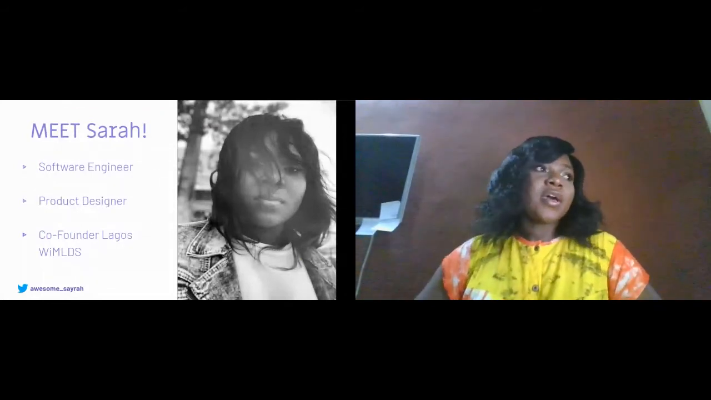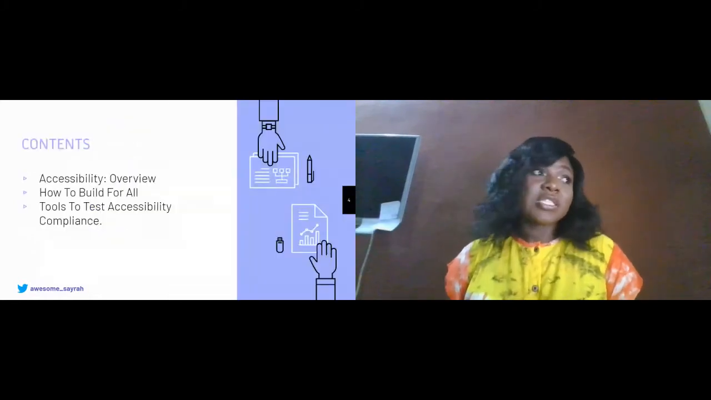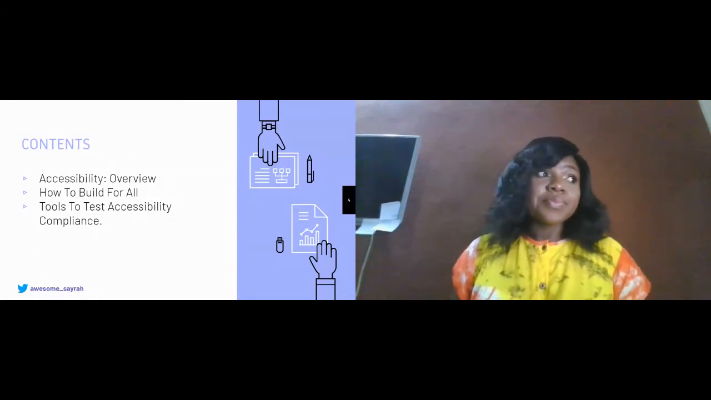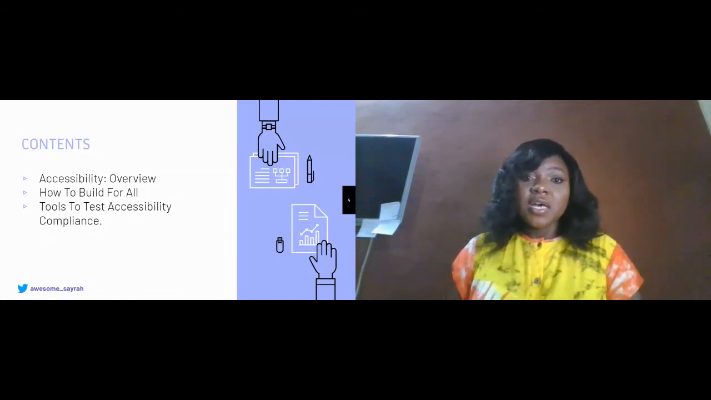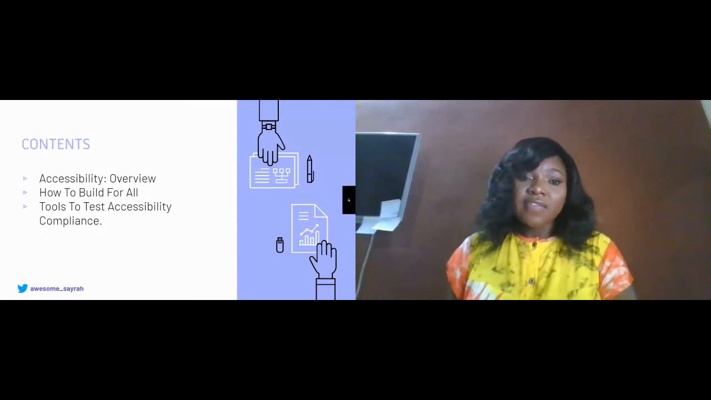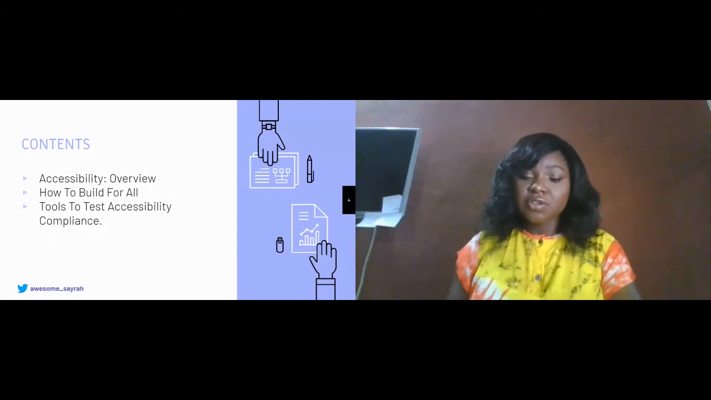So a few things I'll be talking about: an overview on accessibility, how to build products for all, basically, and tools to test accessibility compliance, possibly after building your products. How do you know if there's accessibility compliance in the products or applications that you build?